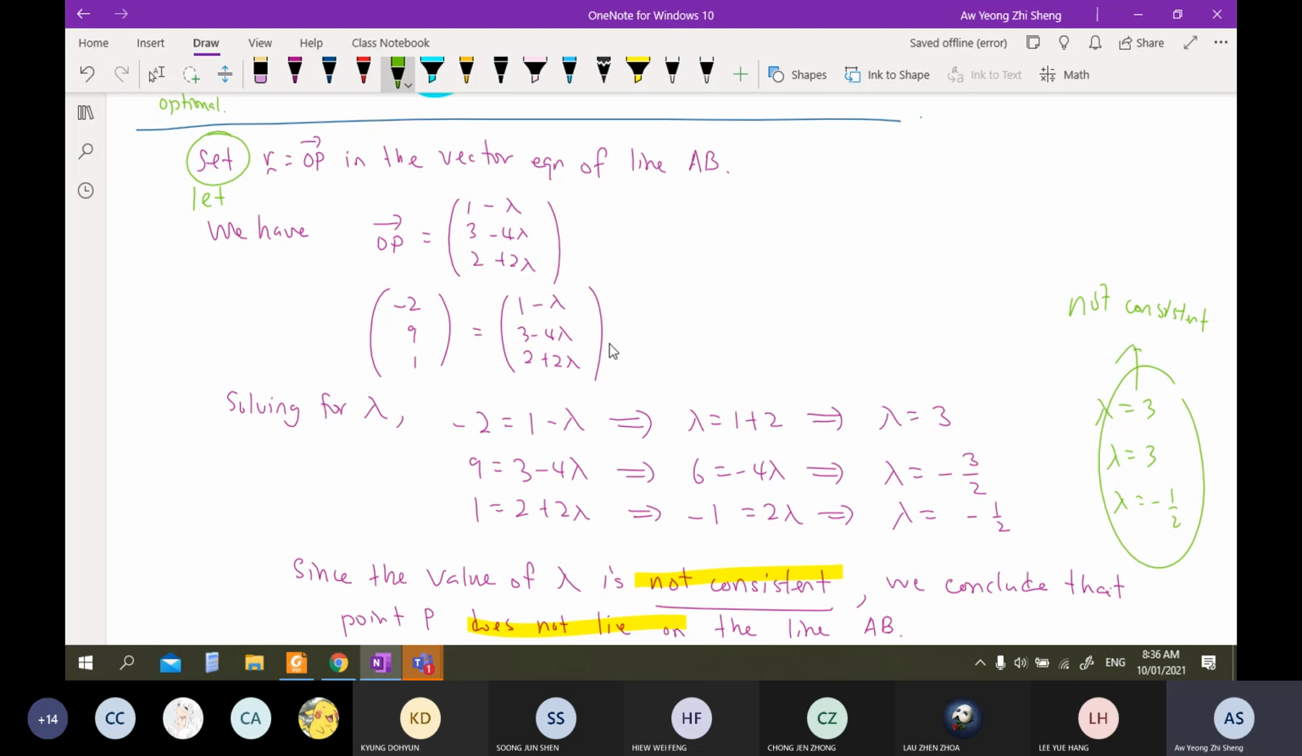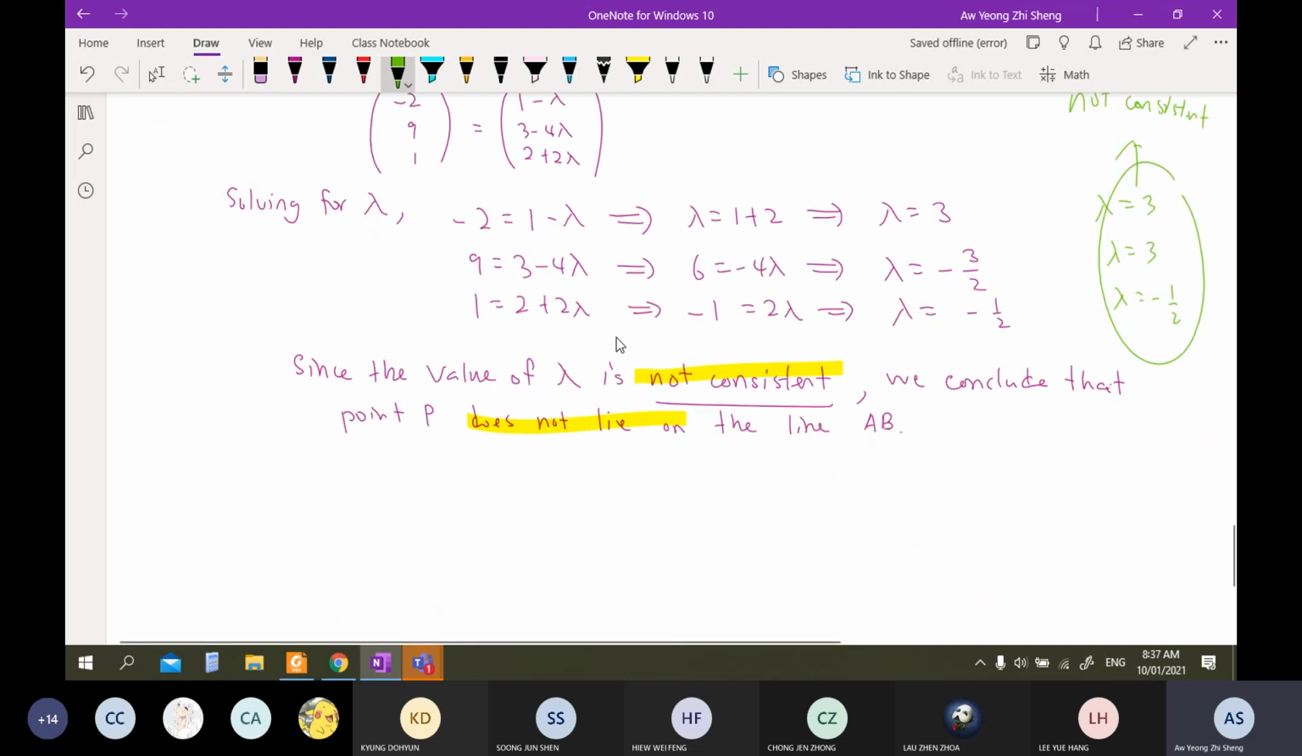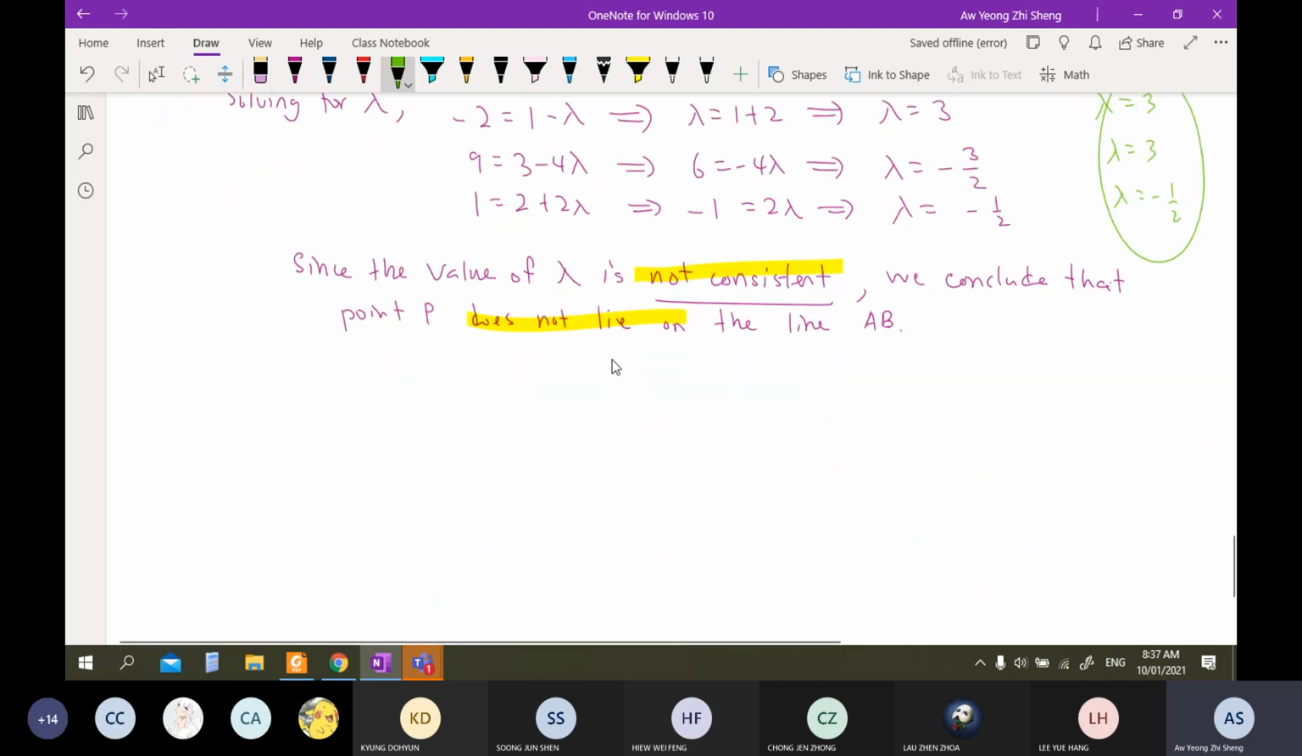Okay, to answer Ranya's question in chat, the latest question asked by Ranya in chat: if two values of lambda are consistent and one is not, it actually just means the point doesn't lie on the line.